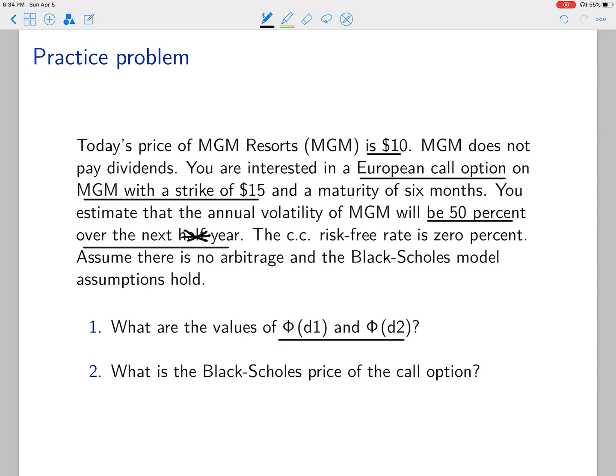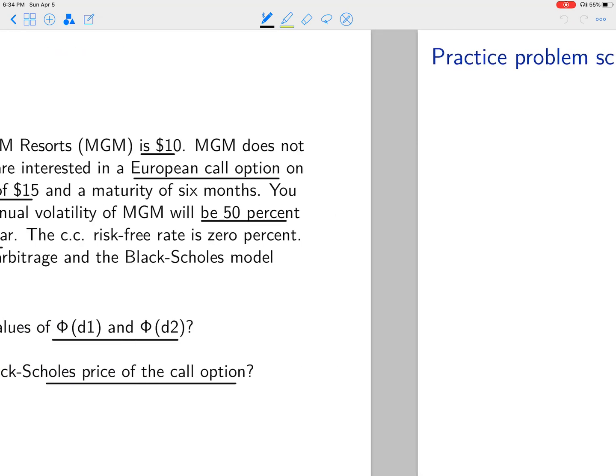What are phi of D1 and D2? And what is the Black-Scholes call price? Okay, so we start by writing down our inputs. Price of MGM Resorts today is $10. MGM has an annual volatility of 50%. Continuously compounded risk-free interest rate is 0. Assume there's no arbitrage, Black-Scholes model assumptions hold, and we want to price a call option with a strike of K equal to 15 and maturity of 1/2 of a year.